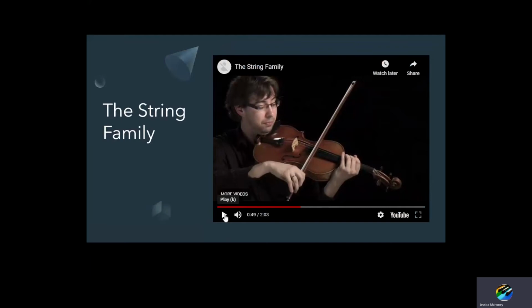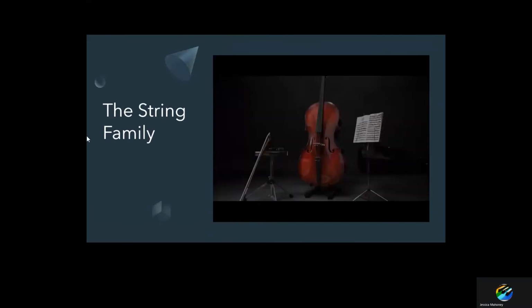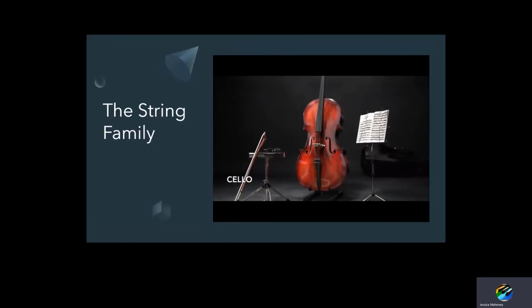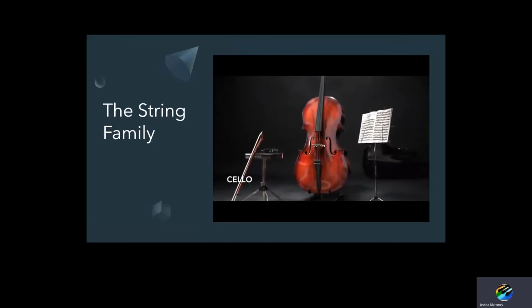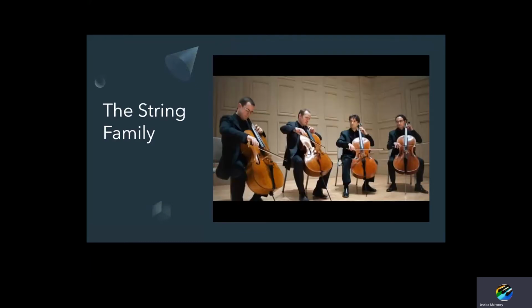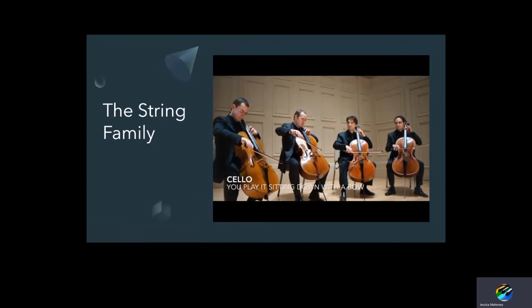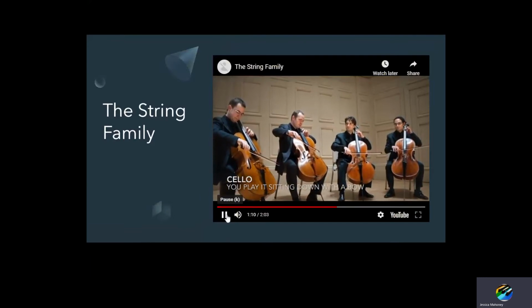Our next instrument is the cello, which is much bigger than a violin or a viola, so it plays lower. To play a cello, you have to sit down and hold it out in front of you. Cello. See how they're all sitting down and holding it in front of them? That's how you play a cello.